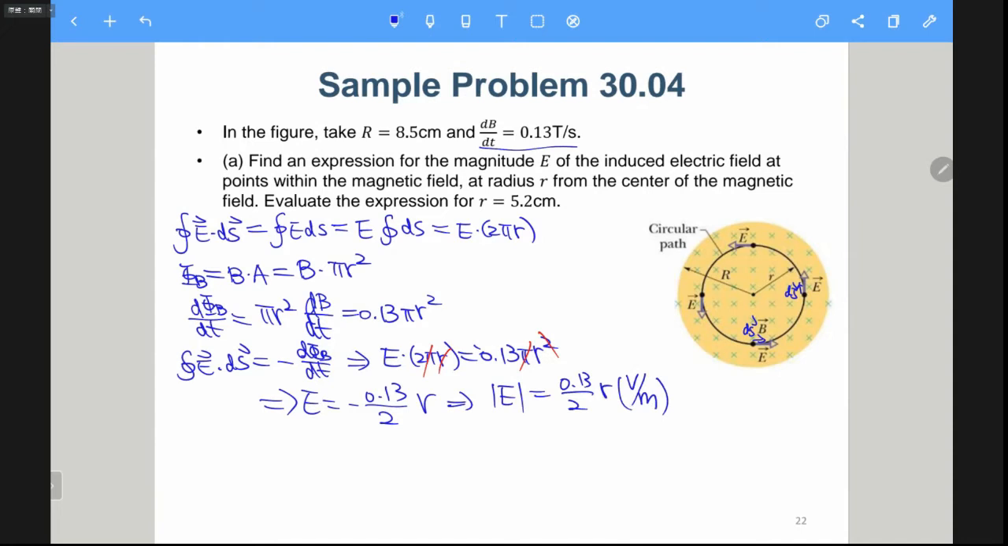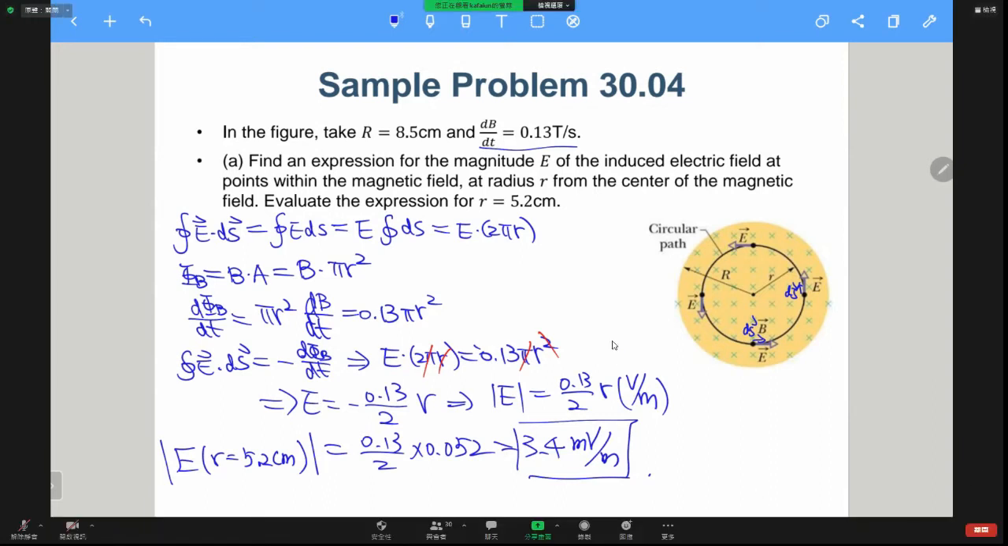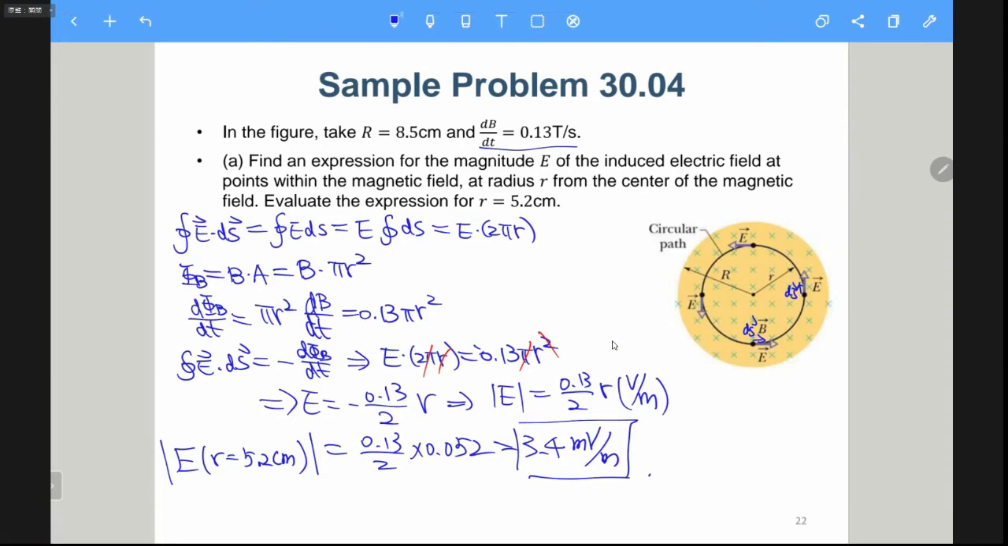And if we evaluate E at r equals 5.2 centimeter, it will be 0.13 over 2 times 0.052, which is 3.4 millivolt per meter. So this is for part A, and for part B.